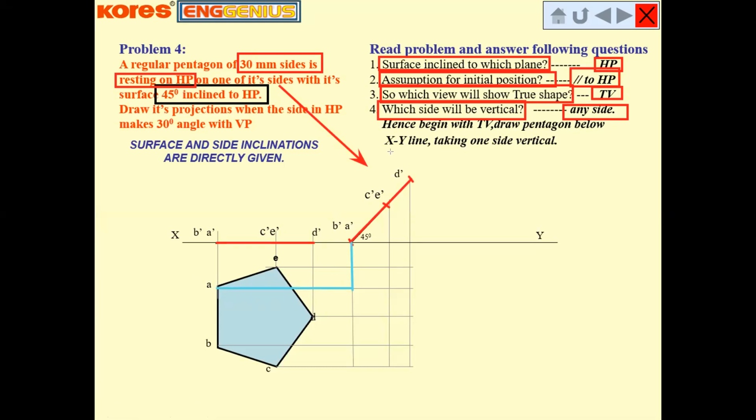Similarly, I will do the same thing from point B. I'll draw one horizontal line and one vertical line from points B and B dash like this. Wherever they meet, I will mark that intersecting point like this. Same procedure from point C, like this.